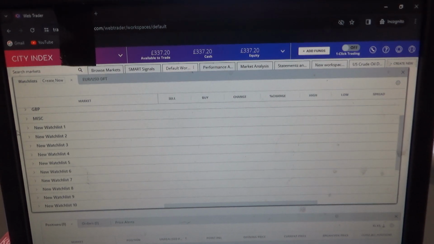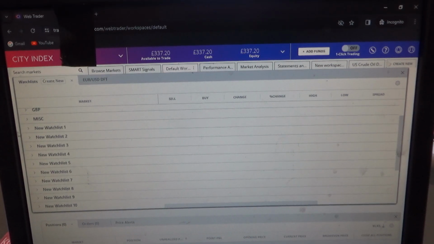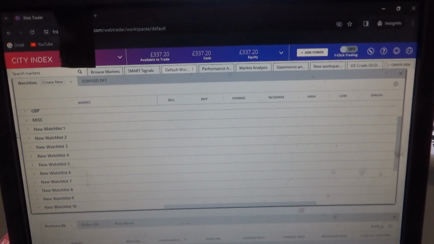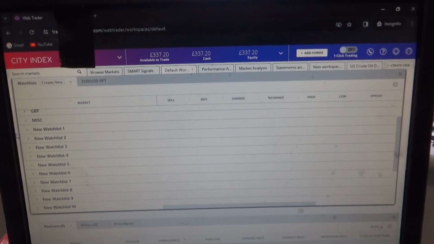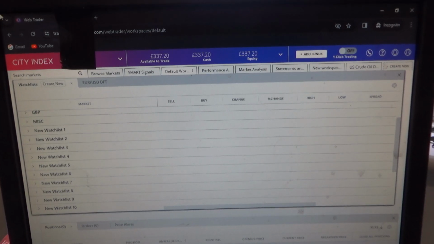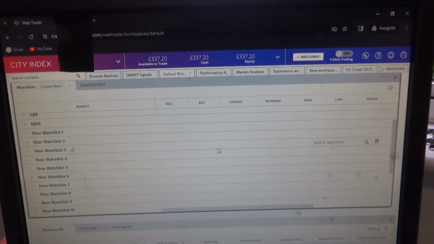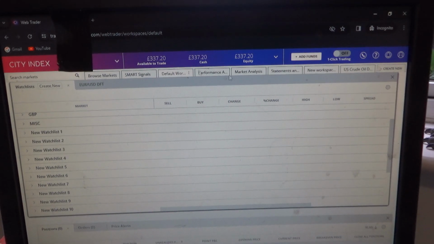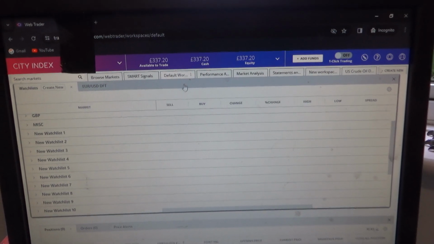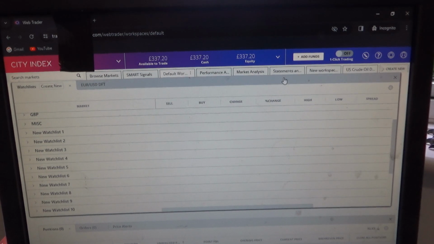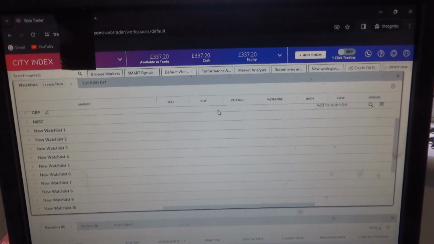This is a handheld tripod. Anyway, here we are. We've got our first screen. We've got the City Index account. We've got rid of our account number, and you can see we've got £337.20 in there. What is it? Available to trade, cash, equity. So not big bucks, but anyway, we've got it.